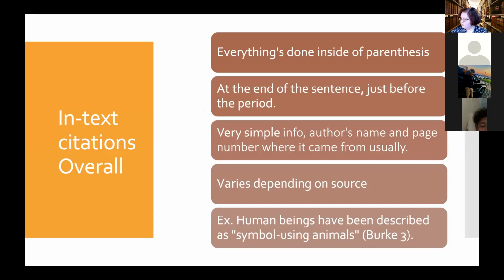To do in-text citations, everything for the most part is done in parentheses depending on what source you're using, whether it's a book or online source. It's always at the end of the sentence, and it's very simple. You just use the author's name and the page number if it has multiple pages, whether it's an article link or a book. If it only has one page, then you use the paragraph number. It just depends on the source. And at the bottom, we have an example.